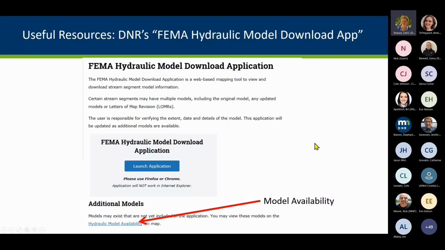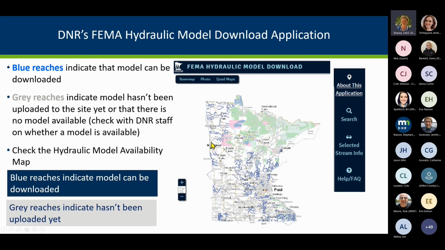And I've just got a couple minutes left. I'm going to go through a couple resources really quickly. We cover these in other trainings, but we do have a site on our DNR page, the FEMA hydraulic model download site. And these stream reaches that are the darker blue are where we've got a model available on the site. The gray reaches, either we haven't put the model there yet, or there isn't one available. But if it's gray, check with the DNR staff to see if we do have a model available.